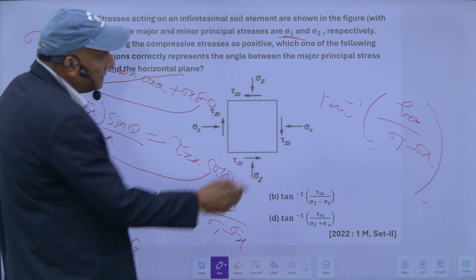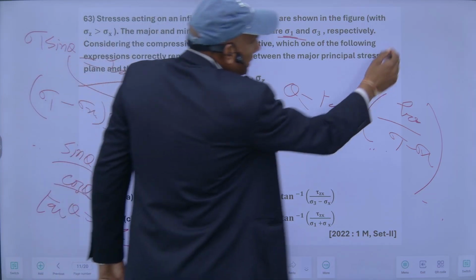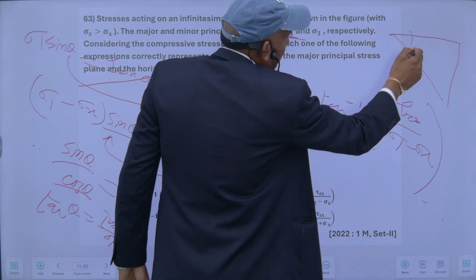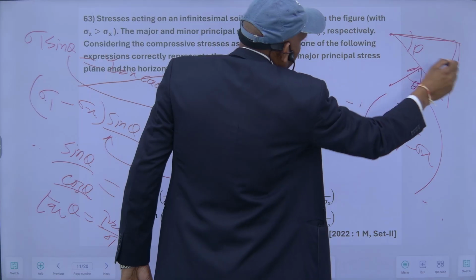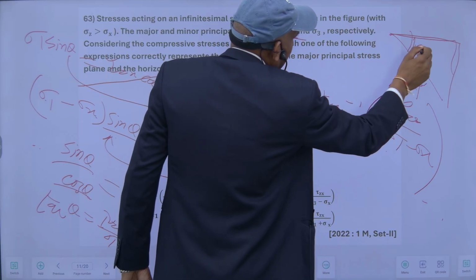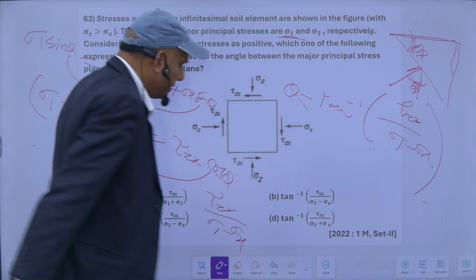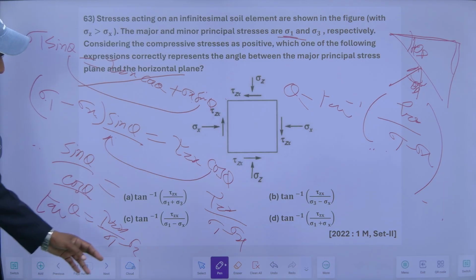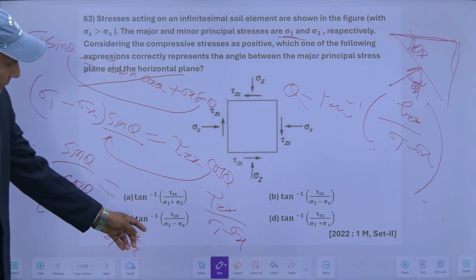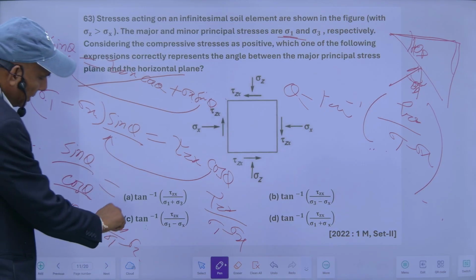So this theta is nothing but the position of a principal plane with the horizontal. So this theta is the angle, theta p, position of the principal plane. This will be equal to tau Zx upon sigma 1 minus sigma x. So this one is the correct answer.